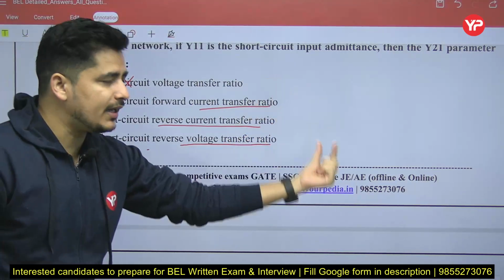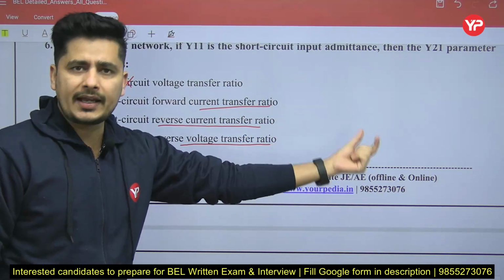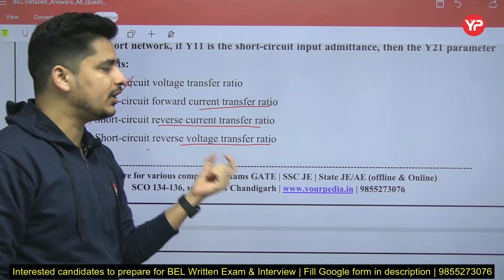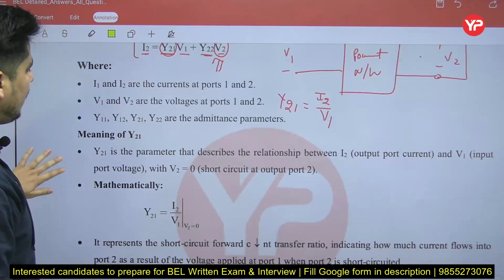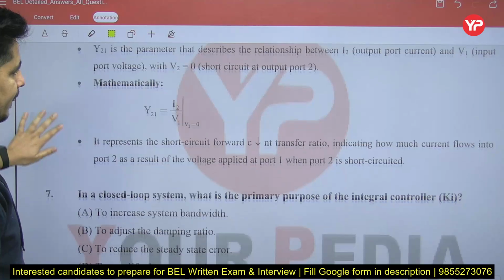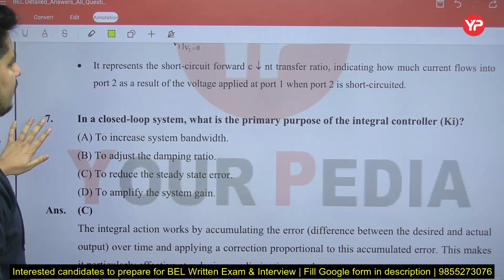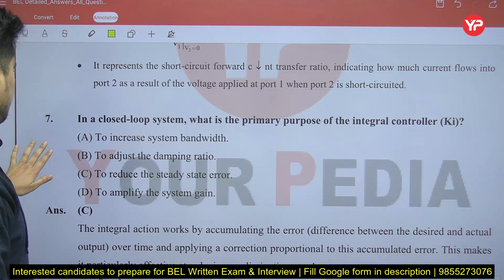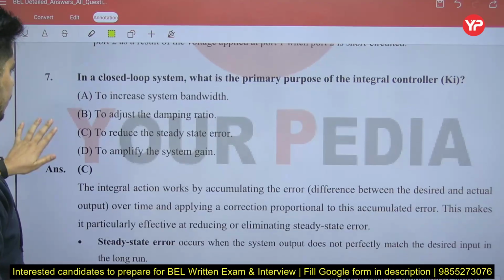It means we are taking the current of the second terminal and we are taking the ratio with the voltage of the first terminal. That's why we are saying this is the short circuited parameter, the short circuited forward transfer ratio, current ratio. Okay, next.